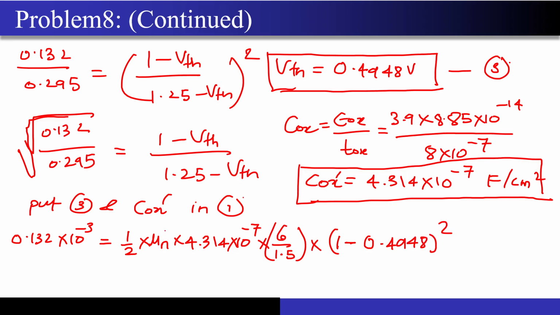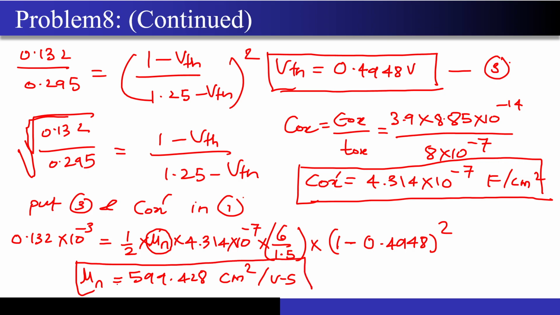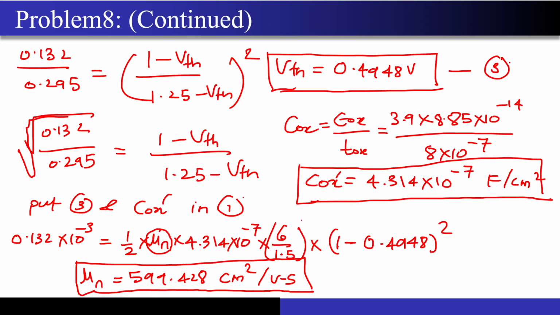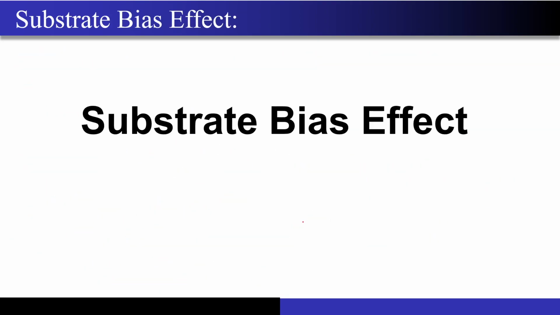Now the only unknown in this equation is mu n. You can solve everything, right? If you solve this, the value of mu n that will come out is around 599.428 centimeters square per volt second. I hope it is clear to you. If you guys have any doubts, please feel free to poke me at any point, okay? So a good numerical, not very easy, not very hard. We just have to use two equations, divide them and find out the rest of the values. I hope this part is very much clear.